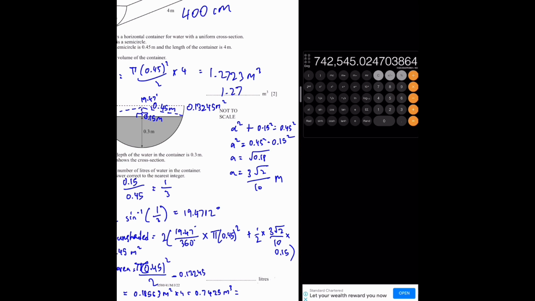So this is equal to 742,545 milliliters or centimeters cubed. They were the same thing. So that'll be 742.5 liters when we divide by 1000. So we can round it up to 743 liters. That's the answer.